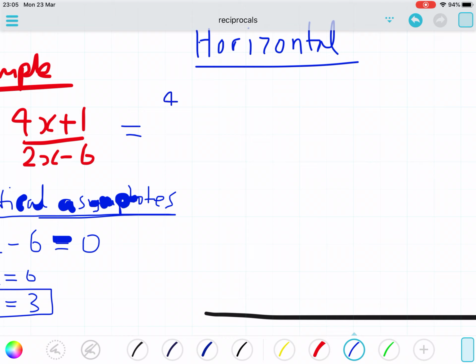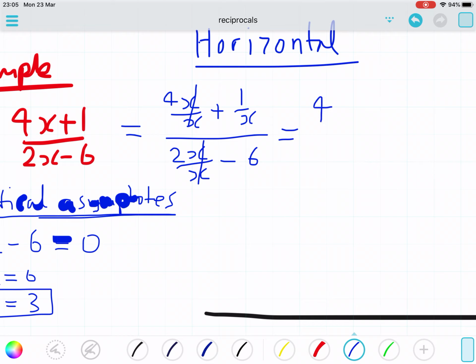So if we divide the top and bottom of the fraction all by x, like this. Every term, everything, is just getting divided by x. We've got the same fraction, we haven't changed it, because we've done the same thing to the top and the bottom. And then this bit would cancel and that bit would cancel. And we'd be left with 4 plus 1 over x over 2 minus, whoops, I forgot to divide the 6 by x. 2 minus 6 over x.